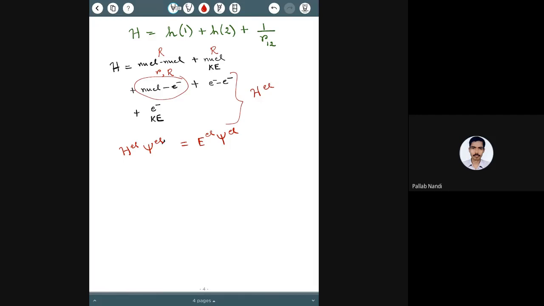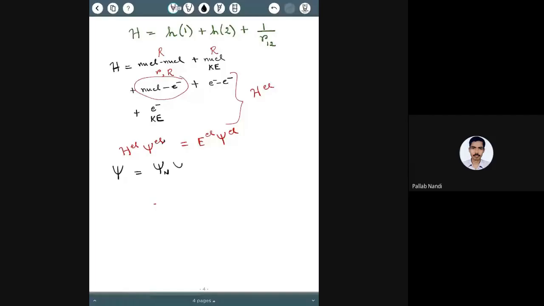And why can we do this? The Born-Oppenheimer approximation, which tells me that the total psi can be written as a product of psi nuclear and psi electronic.